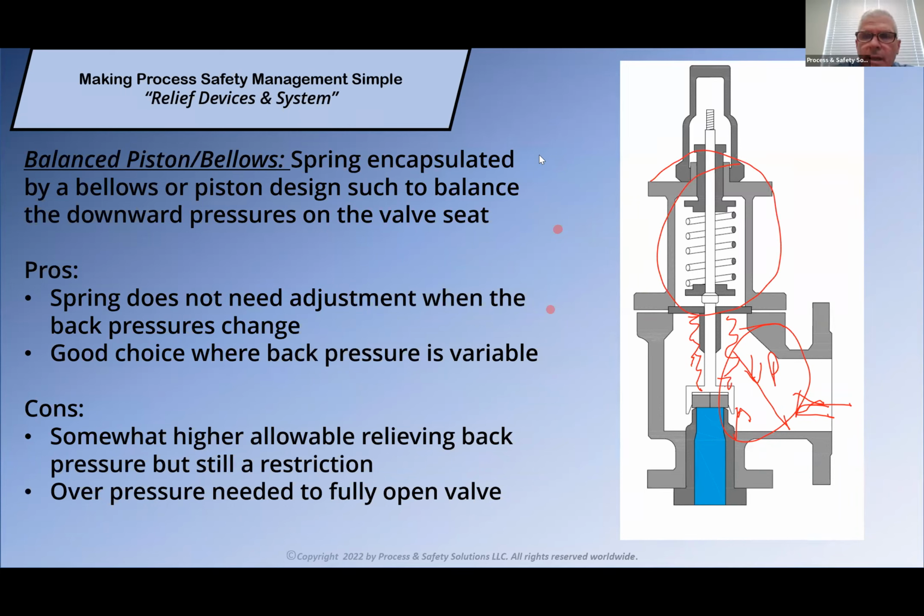With the bellows, because we've isolated this area so that the area here is equal to the area here, then we're fine. Those balance out. So if the back pressure was, say, 5 pounds of pressure, that really does not affect whether or not this valve is going to lift at set pressure. On the other hand, we can have too much back pressure, and we're going to be talking about that in a little bit with these types of valves as well.